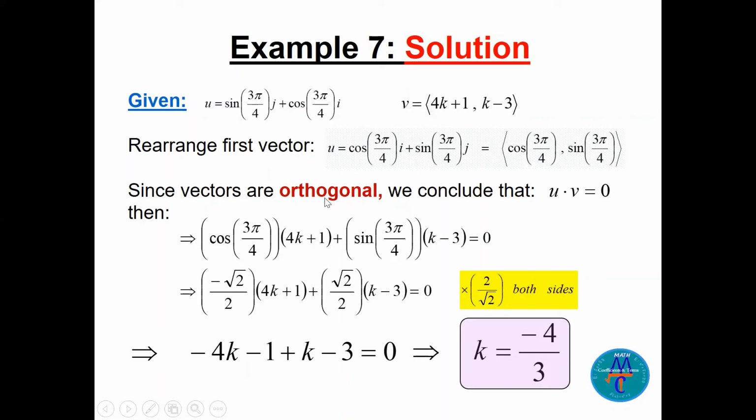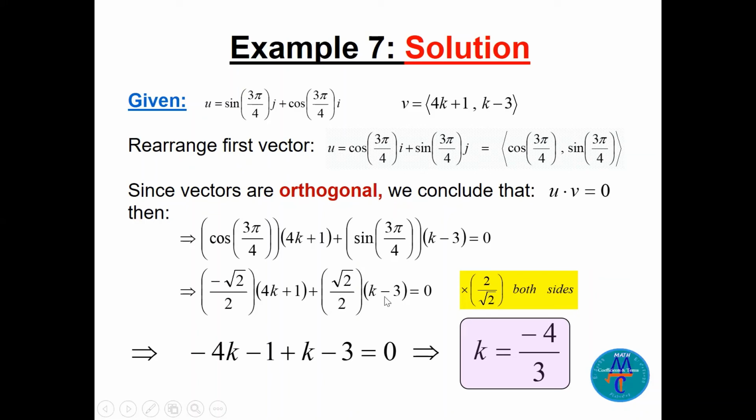Since he said in the question that the vectors are orthogonal, that means the dot product is equal to 0. So I can take cosine 3 pi over 4 times the first component 4k plus 1, plus sine 3 pi over 4 times the second component k minus 3, is equal to 0. Now I know this 3 pi over 4 is in quadrant 2 and the cosine is minus square root of 2 over 2 from the trigonometric table. Sine 3 pi over 4 will be positive in quadrant 2, square root of 2 over 2.